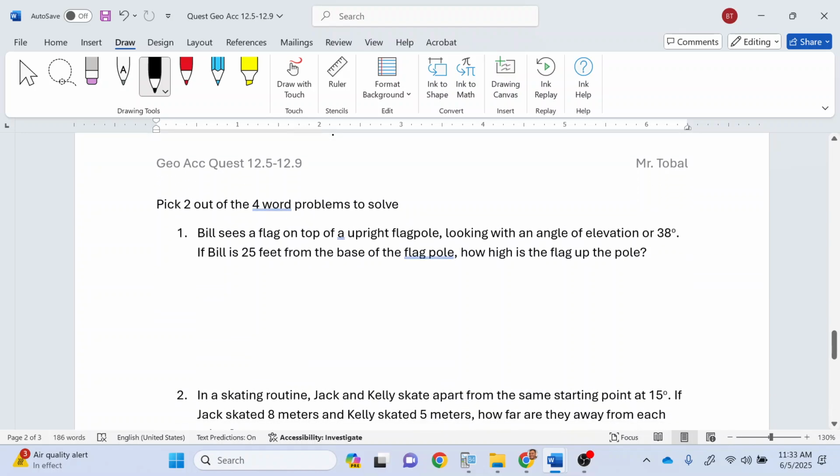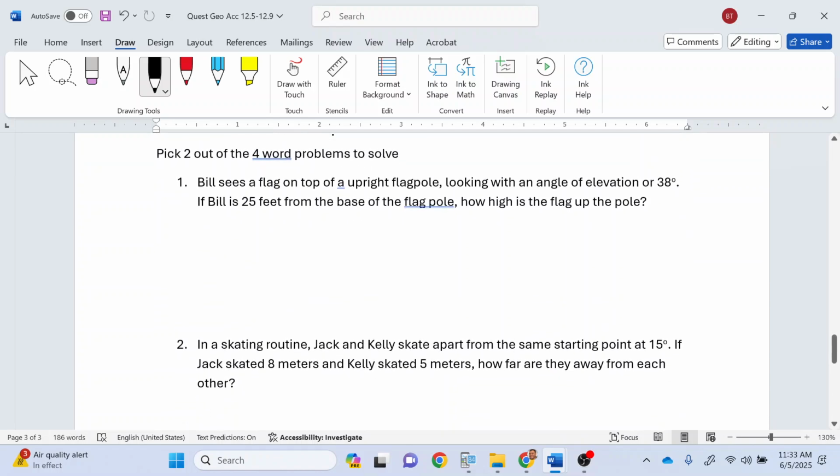Okay. All right. The word problems. I'm going to do all of them, but in the test, we'll see. I can't answer that right now. I'm not sure. They could be multiple choice. They could be open. Bill sees a flag on top of an upright flagpole. Looking at the angle of elevation, so he's looking up at 38 degrees. If Bill is 25 feet away from the base of the flagpole, how high is the flagpole? So we need to figure out this guy.